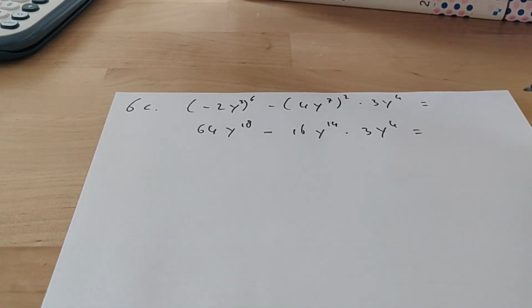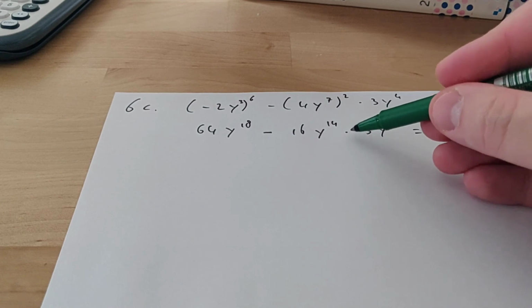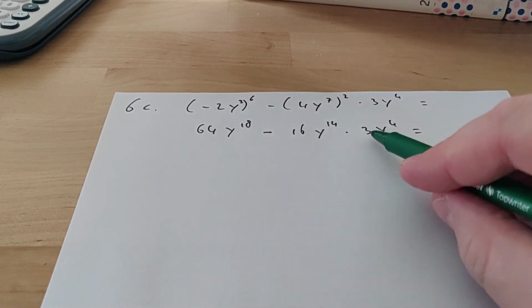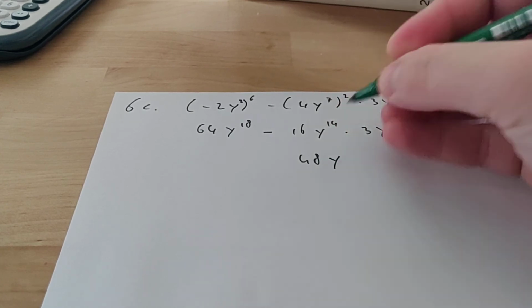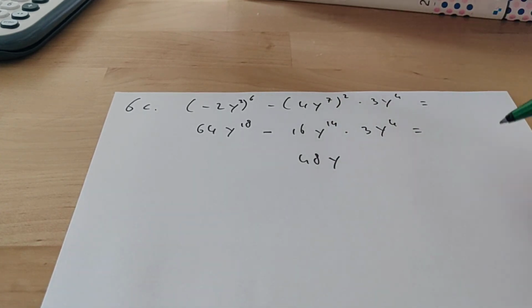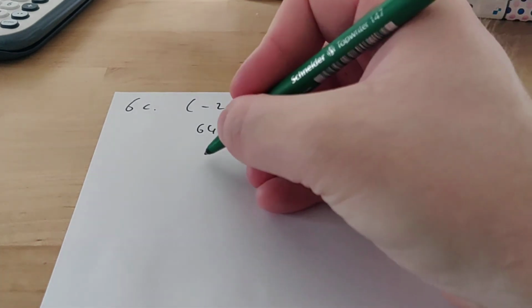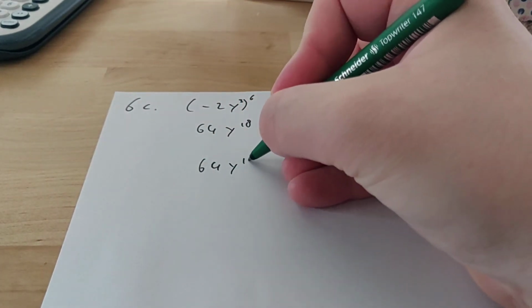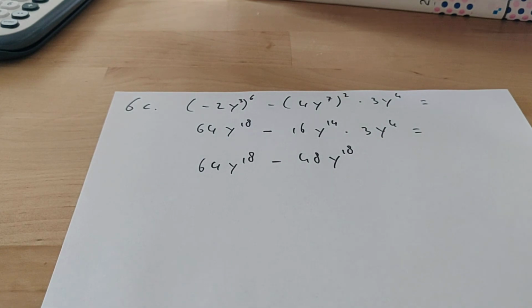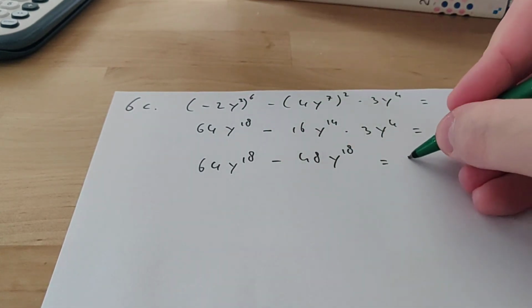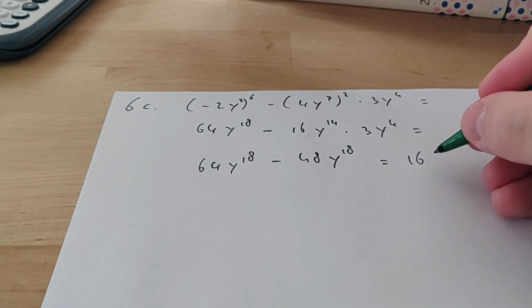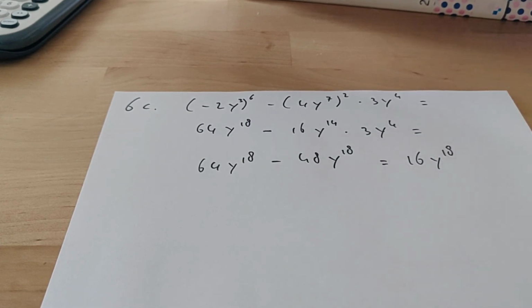So we've done the brackets now. So now we're going to do this multiplication. So 16 times 3 is 48. And y to the power of 14 times y to the power of 4 is y to the power of 18. So we have 64 y to the power of 18 minus 48 y to the power of 18. 64 minus 48 is 16. Y to the power of 18.